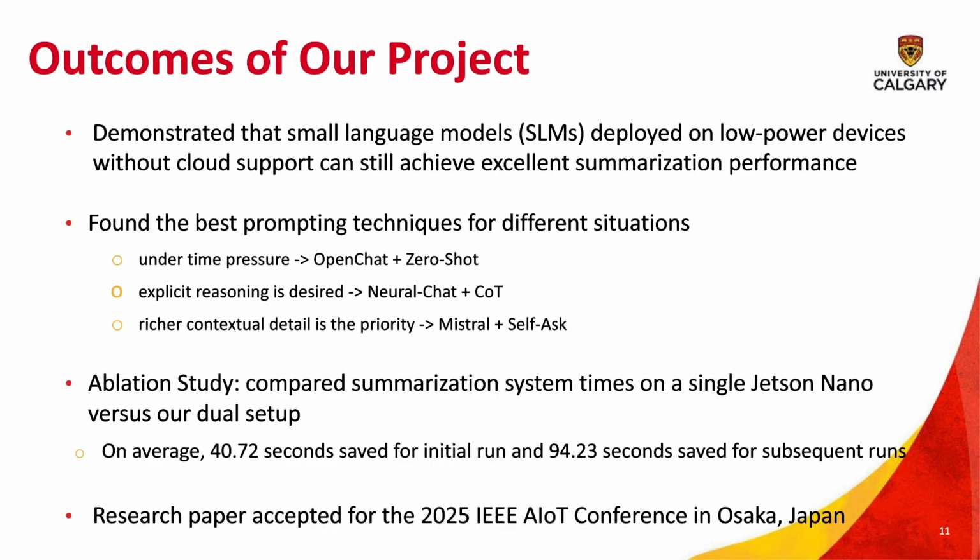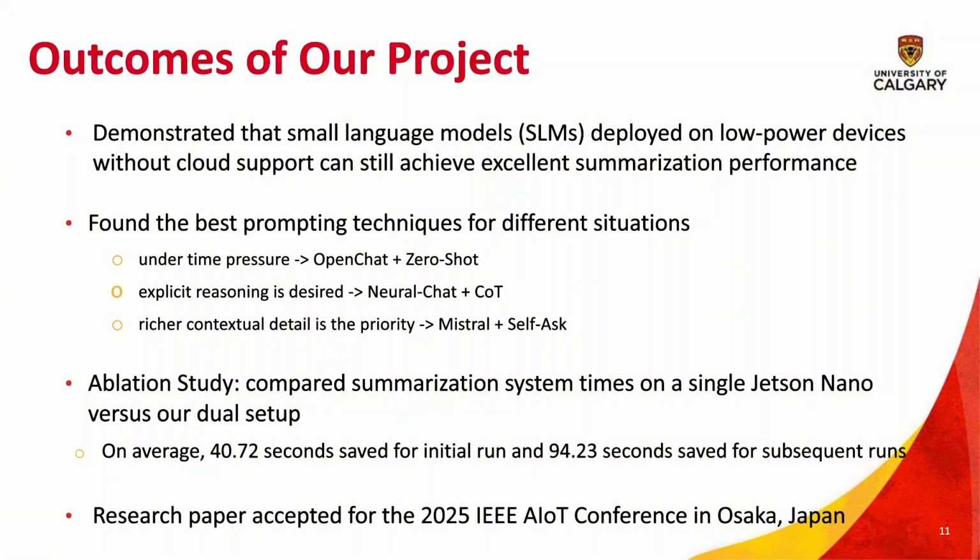And so the outcomes of our project were that we demonstrated that small language models deployed on low power devices without cloud support can still achieve excellent summarization performance. We found the best prompting techniques for different situations. So for example, if you're under time pressure, you should use an LLM called OpenChat and then a prompting technique called Zero Shot. If you need explicit reasoning, you can use the Neural Chat LLM and then Chain of Thought. And then if you need richer contextual detail, then you can use Mistral and the self-ask prompt.